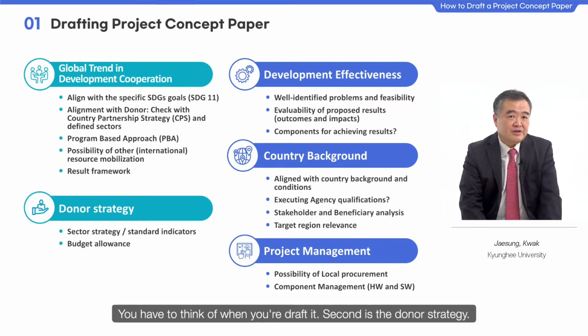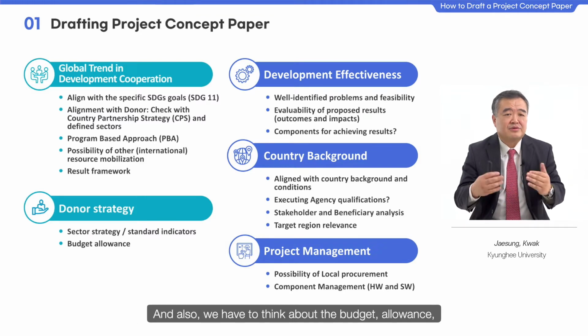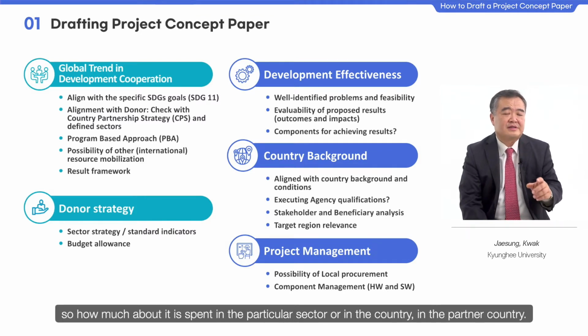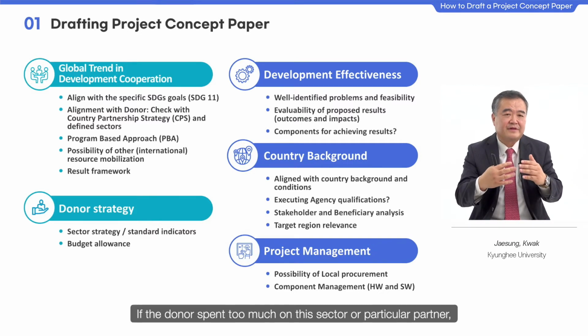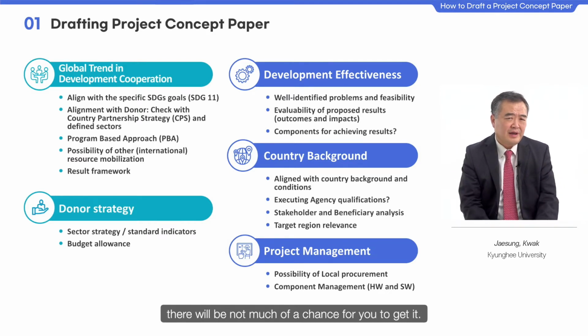Second is the donor strategy. Every donor has a sector strategy and standard indicators. And we also have to think about the budget allowance, so how much budget is spent in the particular sector or in the partner country. So always check the numbers. If the donor spends too much on this sector or a particular partner, there will not be much chance for you to get it.